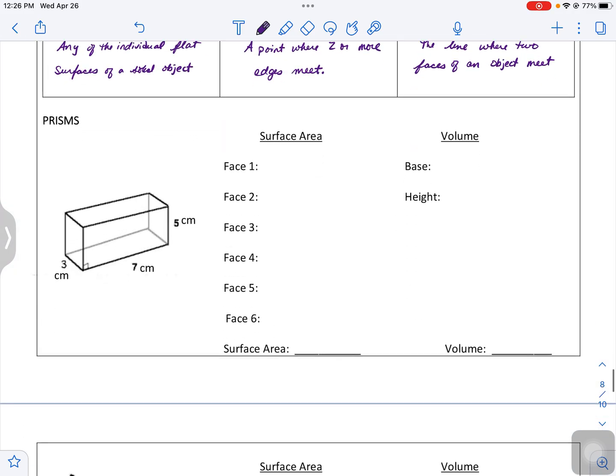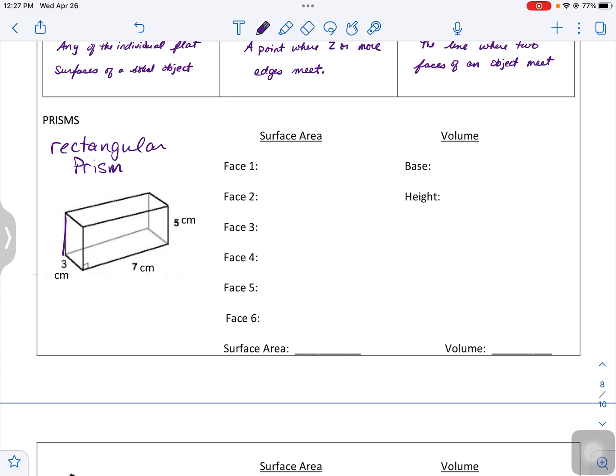Okay, so right here is called a rectangular prism. It's called a rectangular prism because it looks like a rectangle, but it's a 3D rectangle. So there are 6 faces in a rectangular prism. There's the front, there's the one in the back, there's one on top, one on the bottom, one on the left, and one on the right. So in order to find surface area, we are going to find the area of each one of our faces.